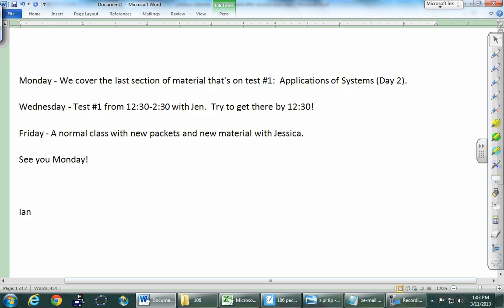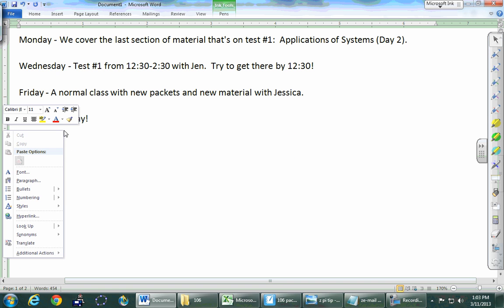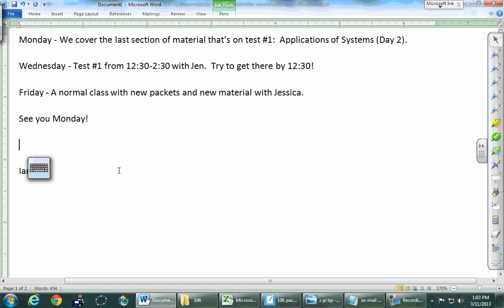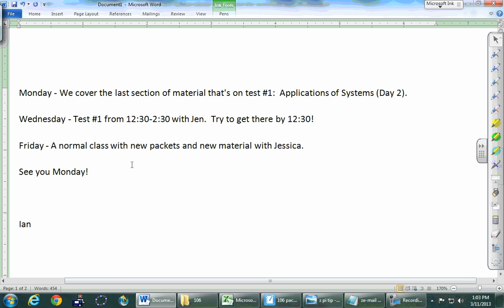But just to be really clear, so here's what this week looks like. So on Monday, we're covering the last section of material that's on test number 1. Wednesday is test number 1. Our window is a little bit different. Jen is one of my colleagues here in the math department. She is going to be here to give you your test on Wednesday.